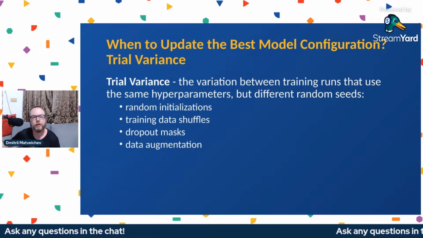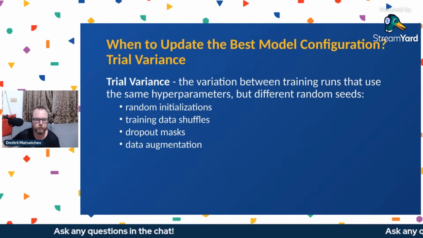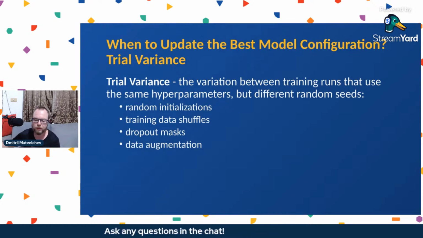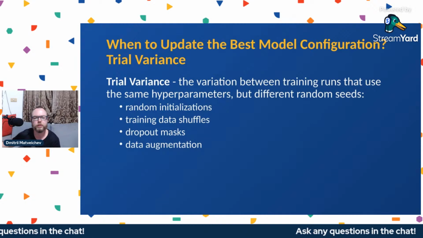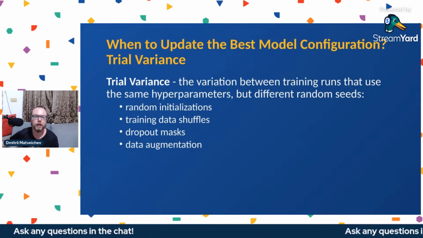Some parts of algorithms that use random seeds are random initializations of your weights. You always initialize weights with some random distributions by sampling from a random distribution. You shuffle data for the train validation split and also shuffle your training batches. Your dropout masks use a random seed, and data augmentation sometimes uses a random seed. For example, you can apply some augmentation with some probability.